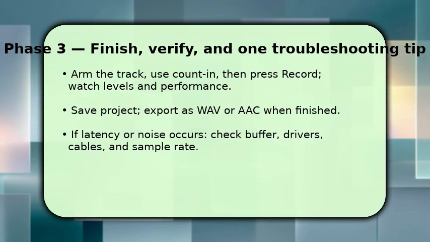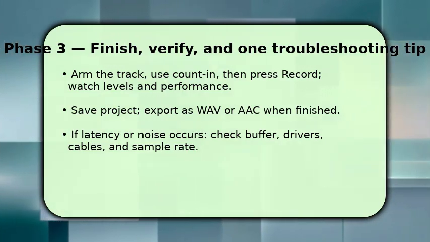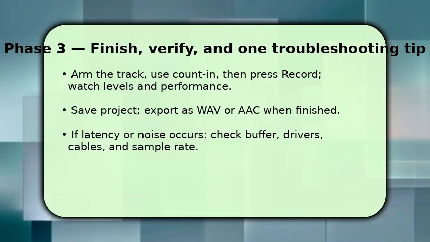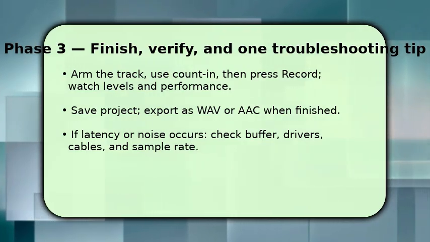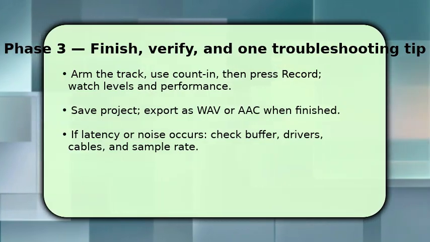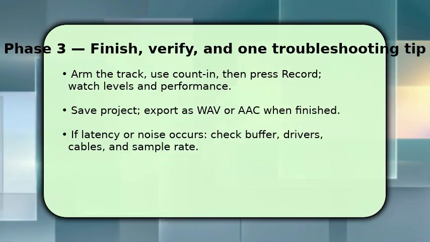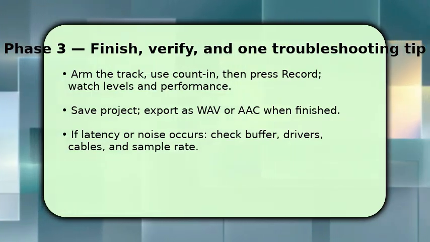You're ready to record. Arm the track, enable count-in if you need timing, and press record. Perform while watching meters to keep consistent levels. After stopping, play back and trim takes as needed. Use comping if you recorded multiple passes. Save the project immediately, then export song to disk as WAV or AAC depending on your delivery needs.